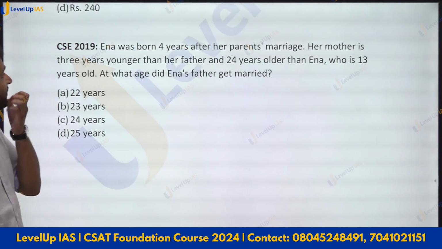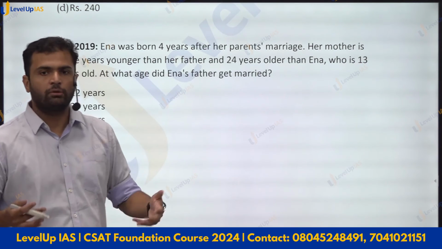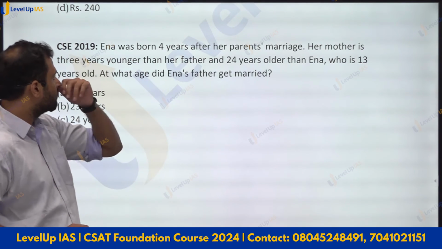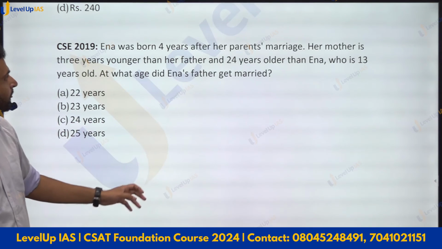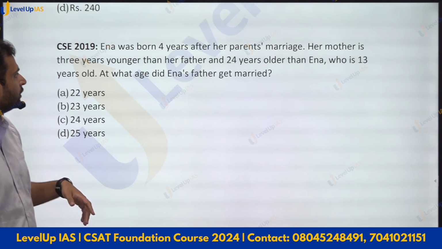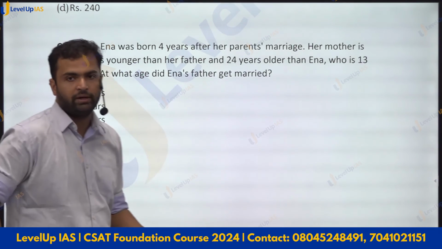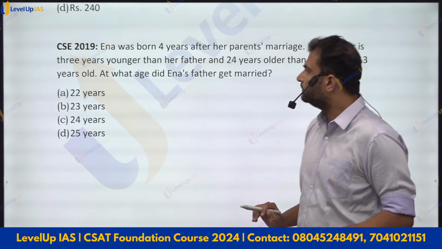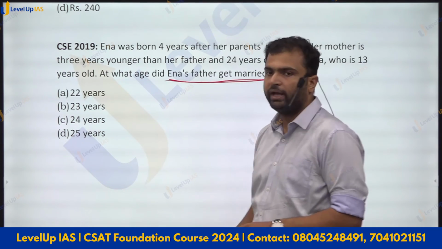Fine. We have Ina, who was born 4 years after her parents' marriage. So her parents got married, and 4 years after that she was born. Her mother is 3 years younger than her father, and 24 years older than Ina, who is 13 years old now. The question is, what is the age of Ina's father? At what age did Ina's father get married? That is the unknown.